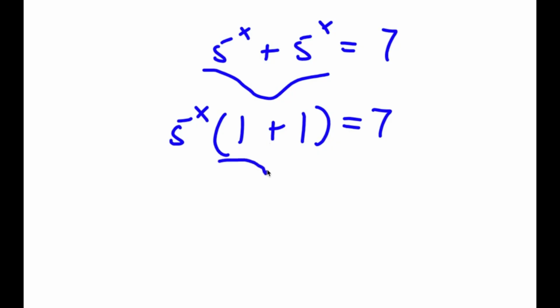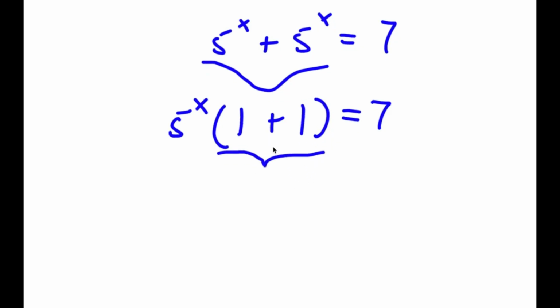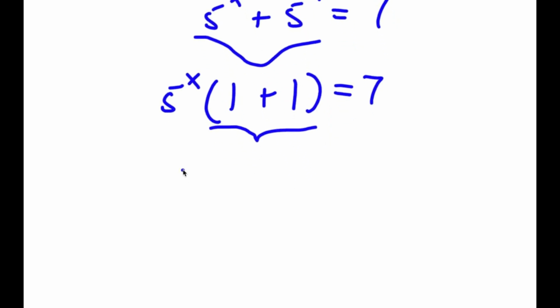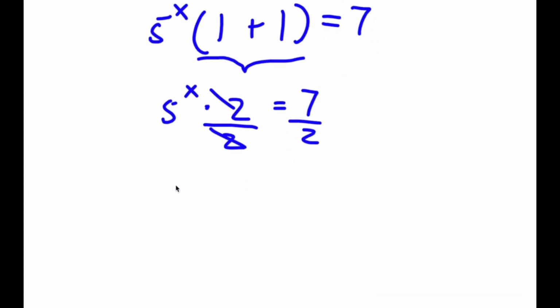Now we're going to simplify what's in the parentheses. 1 plus 1 is equal to 2. So I have 5 to the power of x times 2 is equal to 7. Now we want to go ahead and isolate 5 to the power of x, so I'm going to divide both sides by 2 so I can move 2 to my right hand side. So then these two would cancel out, and I would have 5 to the power of x is equal to 7 over 2.